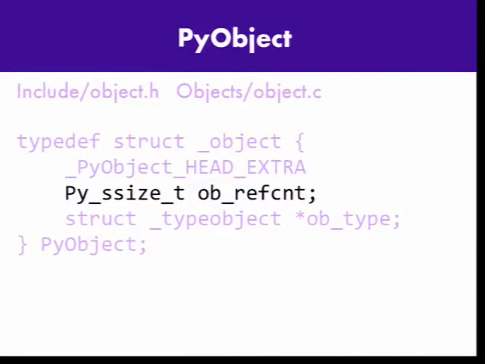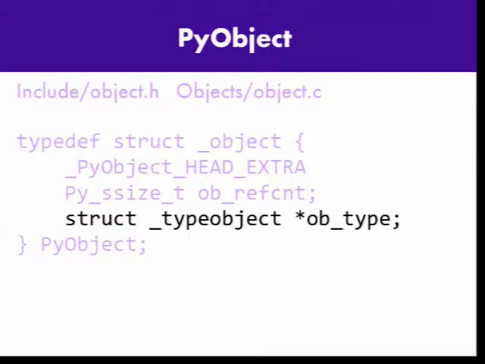The next thing on here is ob_refcnt. This is the reference count. It's an ssize_t, a signed size_t, which is supposed to be a signed large native integer. When this reaches zero, we call the destructor. And the destructor, among many other things, is inside of this type object.